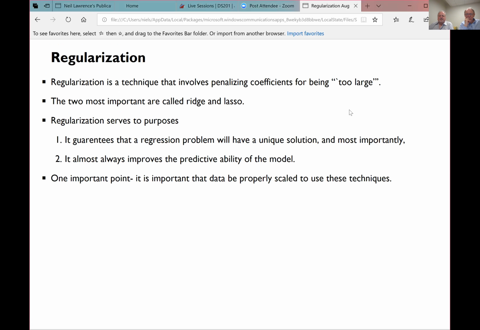So regularization is a way of dealing with the coefficient problem and the problem of them being too large. Now, remember when Niels was doing the logistic regression that didn't converge, the problem was as the function basically took larger and larger values, it got smaller and smaller.